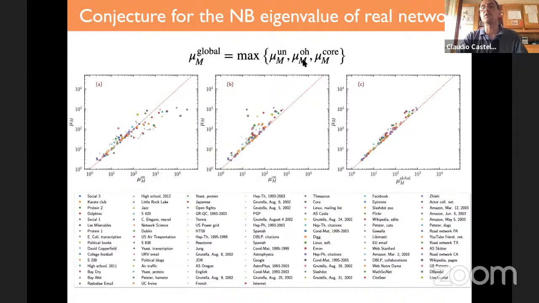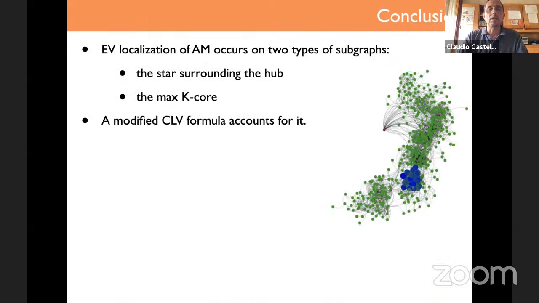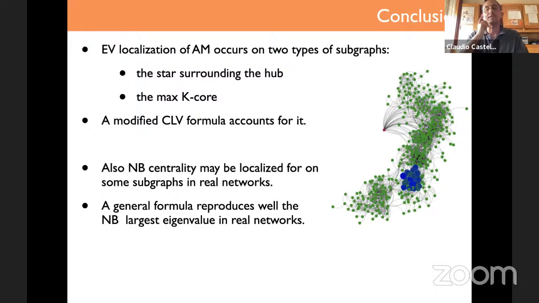These are the previous two figures with the failed predictions which did not work. And here you have a very, very good agreement. Okay, since I think I'm out of time, I'm skipping this. The take home message is that the eigenvector of the adjacency matrix has this problem with localization on subgraphs, which is very common. Non-backtracking centrality is non-localized for synthetic networks, but in many real networks it is.